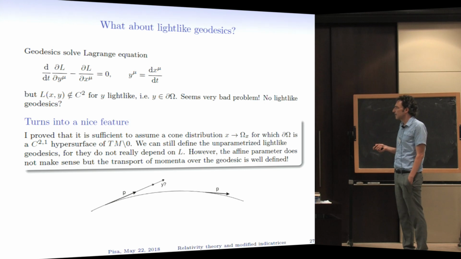In fact, it turns out that lightlike geodesics do not depend on L. You can get them just from the distribution of cones, or of the light-like hypersurface on the tangent space. If that is regular, it doesn't matter that the Finsler function is not regular at the boundary. You get a flow of lightlike geodesics that, however, are not parametrized. That is, the affine parameter does not make sense. But this is a good feature, which so far nobody really noticed.